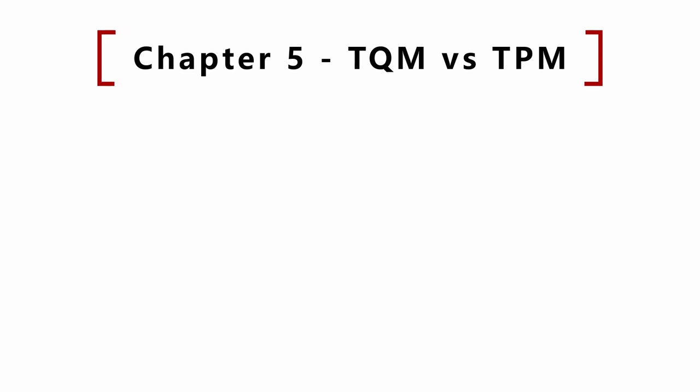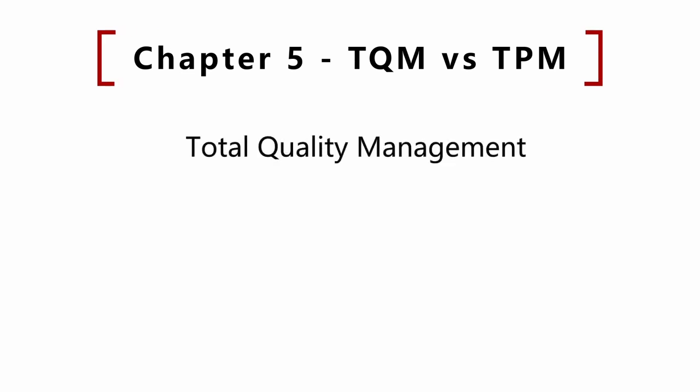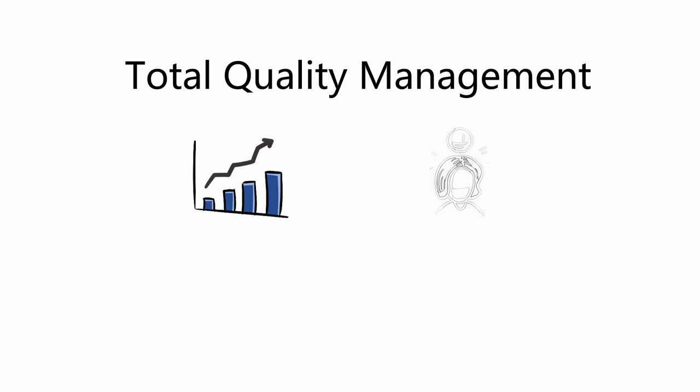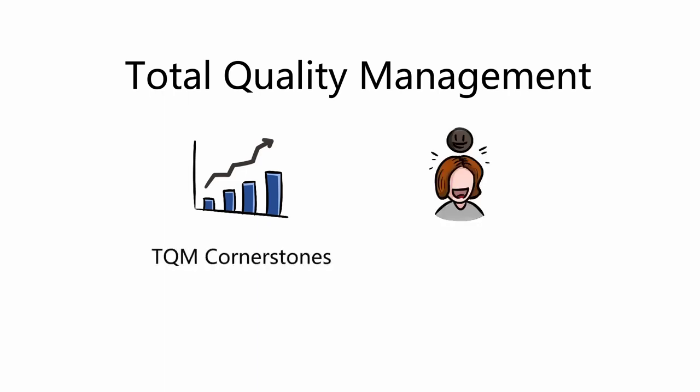Chapter 5. TQM versus TPM. Total quality management and total productive maintenance are often used interchangeably. However, TQM and TPM share a lot of similarities, but are considered as 2 different approaches in the official literature. TQM attempts to increase the quality of goods, services, and concomitant customer satisfaction by raising awareness of quality concerns across the organization. TQM is based on 5 cornerstones.